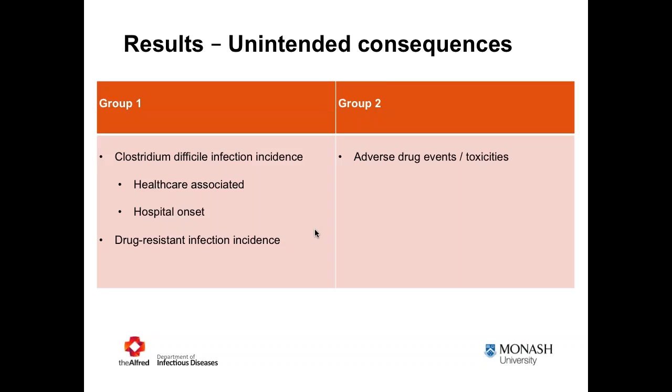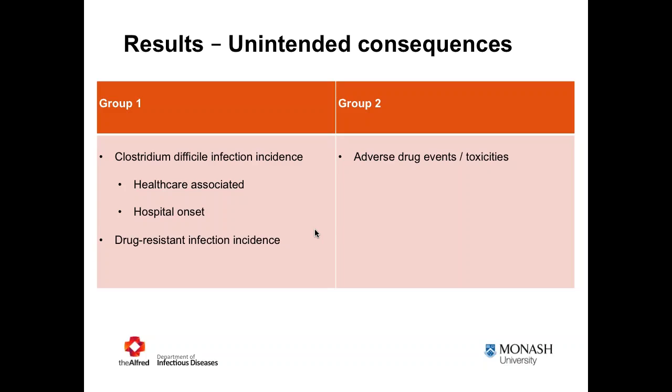So, unintended consequences, they actually came up with 3 metrics that were available for immediate use and tracking, and 2 of those related to Clostridium difficile infection incidents. So those that were associated with healthcare-associated C. diff infection, but also hospital onset. And they defined these, but sometimes those 2 seem a little bit overlapping, so I wasn't quite sure exactly how they defined those as being different, but certainly they seemed to think they were 2 different metrics.